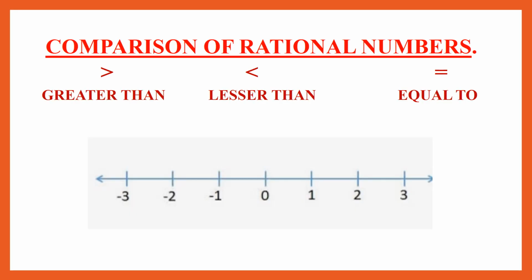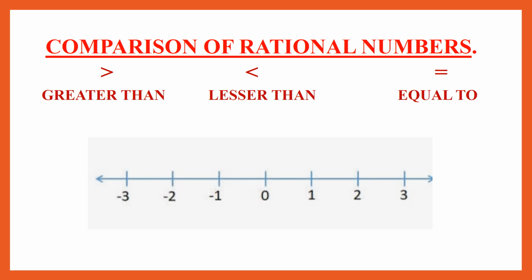The topic for today is comparison of rational numbers. This is exercise 1.2 in your text. The signs used for comparison are greater than, lesser than, and equal to. A number line helps us to compare numbers. All the numbers to the right side of the number line are greater as compared to the left side. They are smaller.